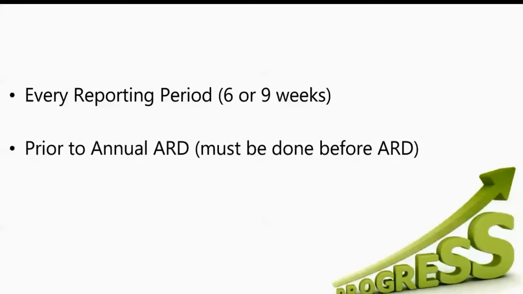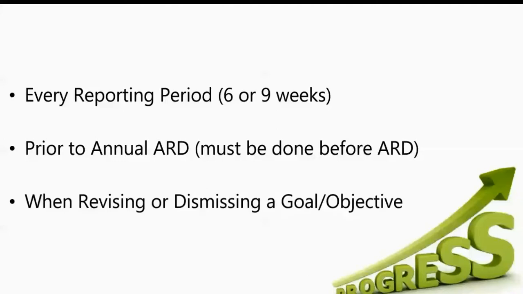In addition, progress must be updated prior to the annual ARD. It must be done before the annual ARD is held. This progress must be updated and archived prior to that annual ARD. You also will update goals and objectives when you are revising or dismissing a goal or an objective. You will need to go in and update that specific goal or objective that is either being revised or dismissed prior to that revision brief ARD.